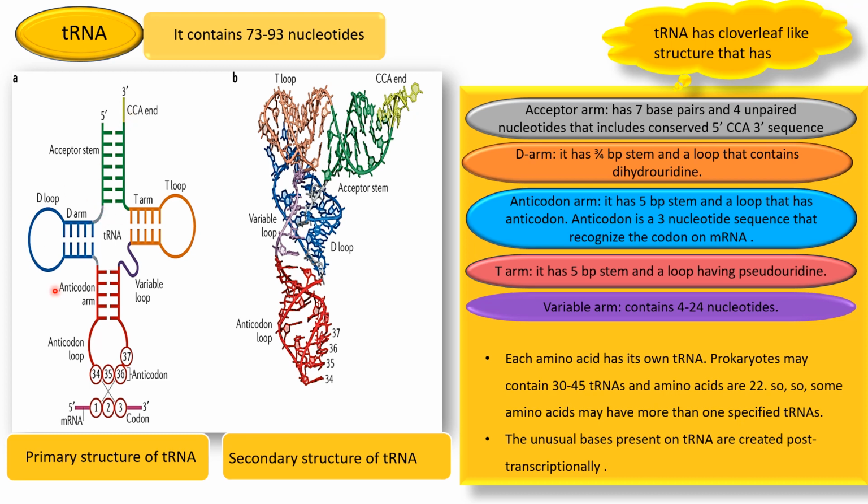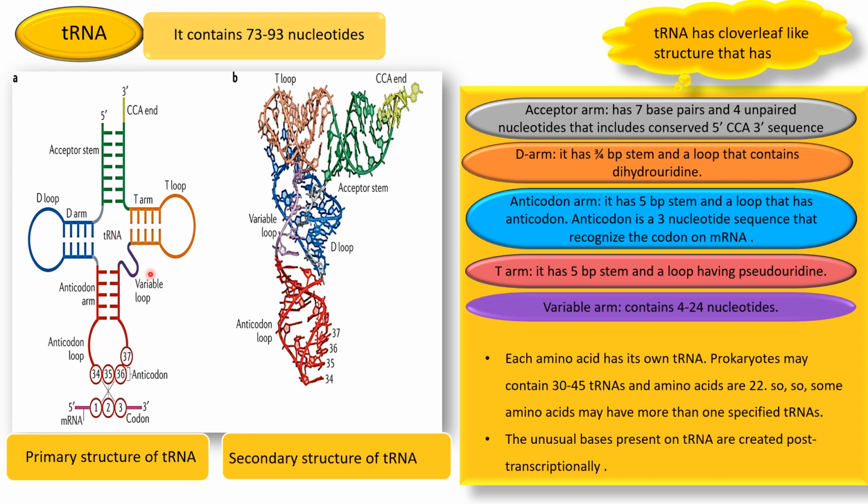Now, another one is the D arm. This arm has 3 to 4 base pairs and a loop that contains a modified nitrogenous base, dihydrouridine. Third one is the anticodon arm. The name says that this arm has an anticodon having 3 nucleotides in sequence that recognize the codon which is present on the mRNA, and this is crucial for the protein synthesis process.